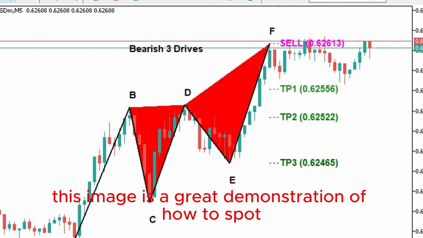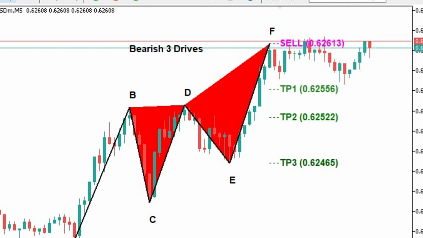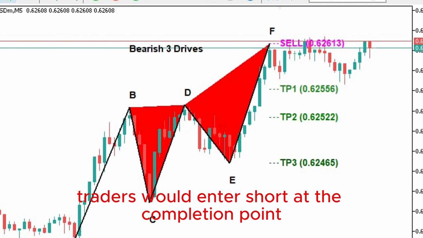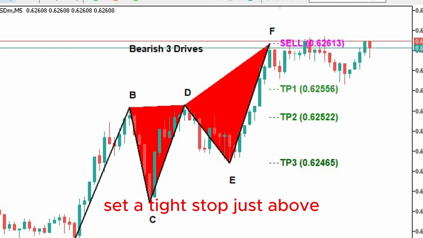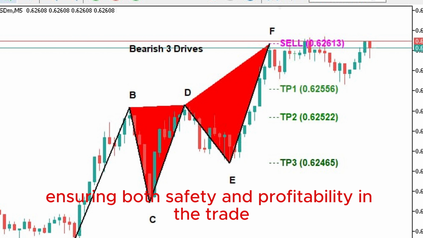This image is a great demonstration of how to spot, confirm, and trade the bearish 3 drives pattern in real market conditions. Traders would enter short at the completion point, set a tight stop just above, and then aim for clearly defined profit targets, ensuring both safety and profitability in the trade.